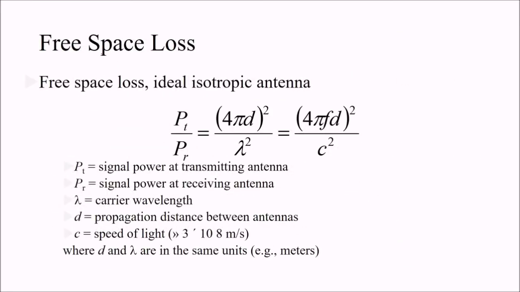What about free space loss? Free space loss for an ideal isotropic antenna is given by Pt by Pr. Pt is the signal power at the transmitting antenna. Pr is the signal power at the receiving antenna. And this is given by 4 pi d whole square by lambda square. Lambda is wavelength, d is the propagation distance between two antennas, speed of light 3 into 10 to the power 8. So d and lambda are in the same units, that is in meters.